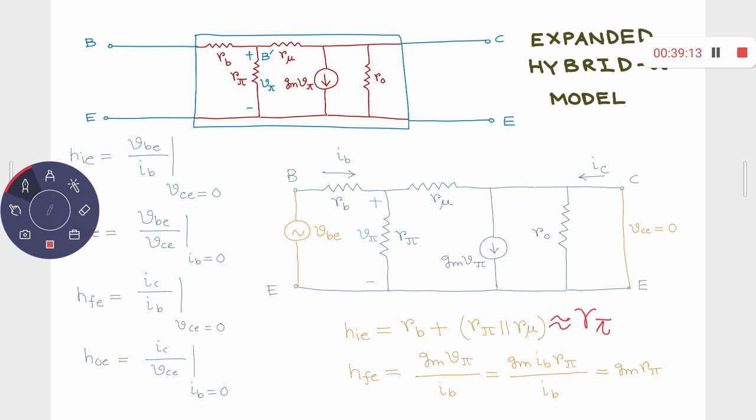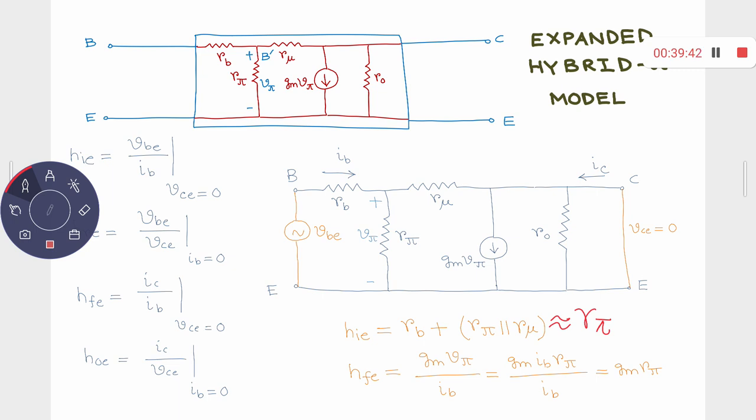Typically RB is very large, so you can expect that almost the entire current will flow through this R pi. Therefore V pi is nothing but IB times R pi. Since RB is very large, the entire current flows through R pi, so V pi is IB times R pi. And HFE is nothing but IC upon IB.